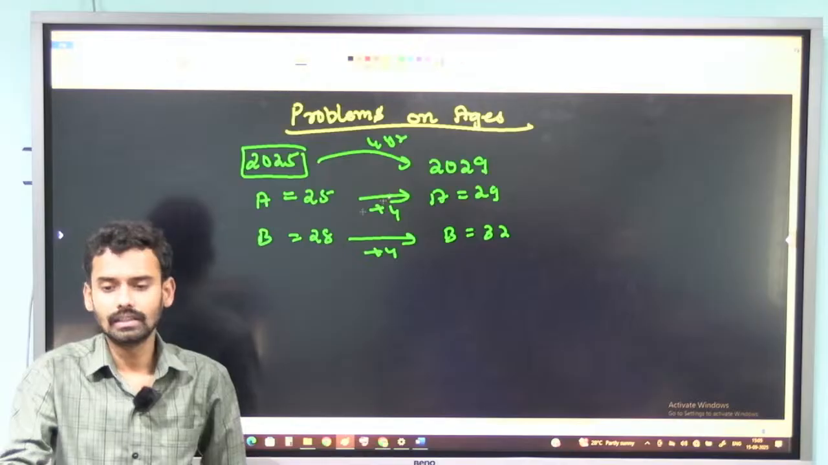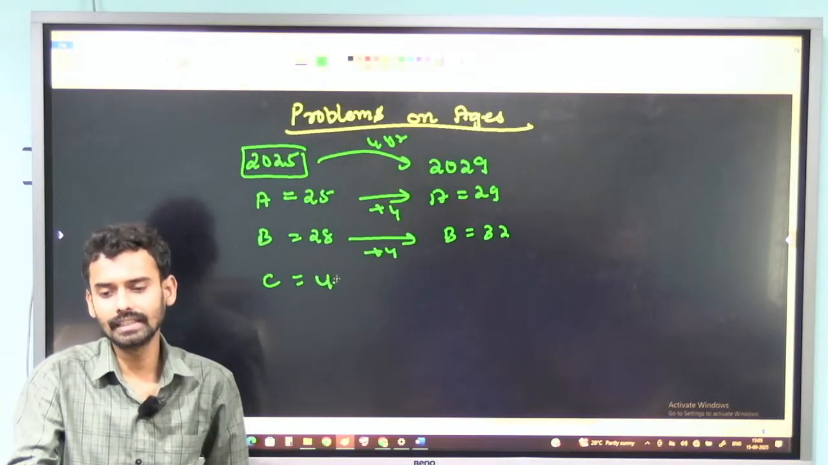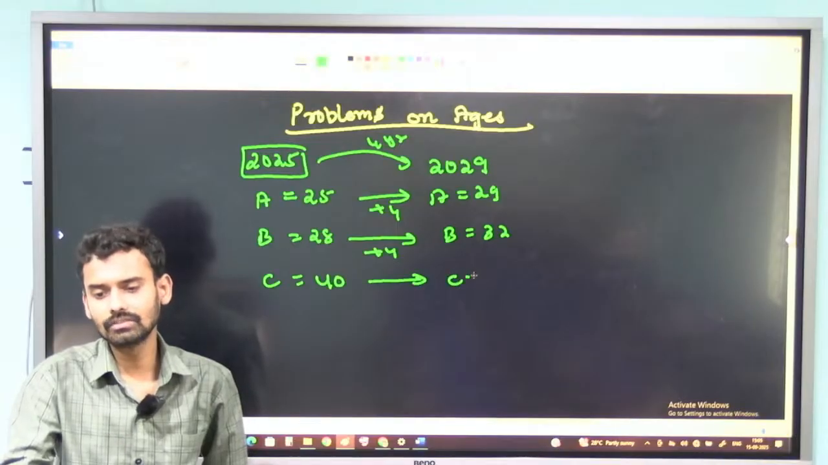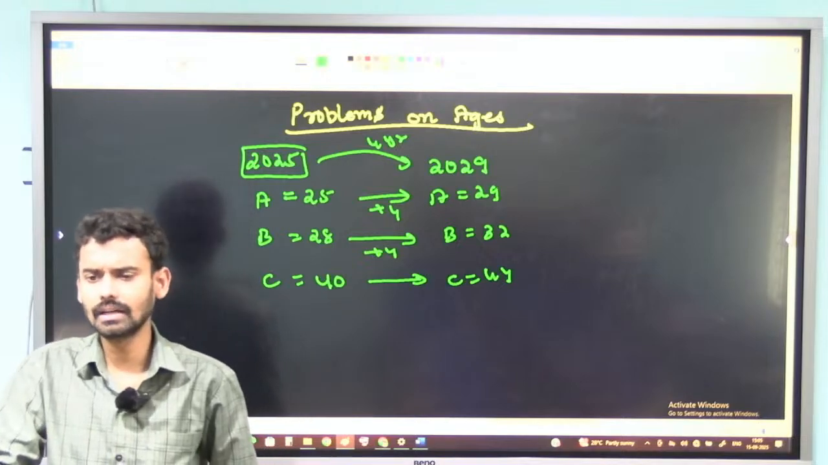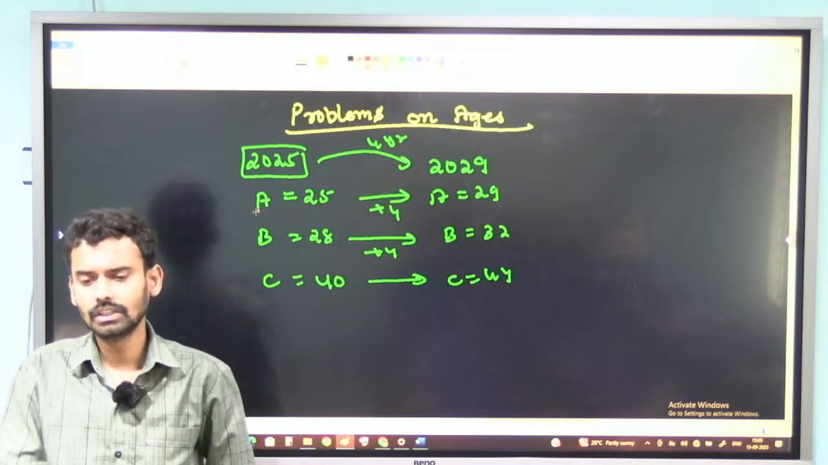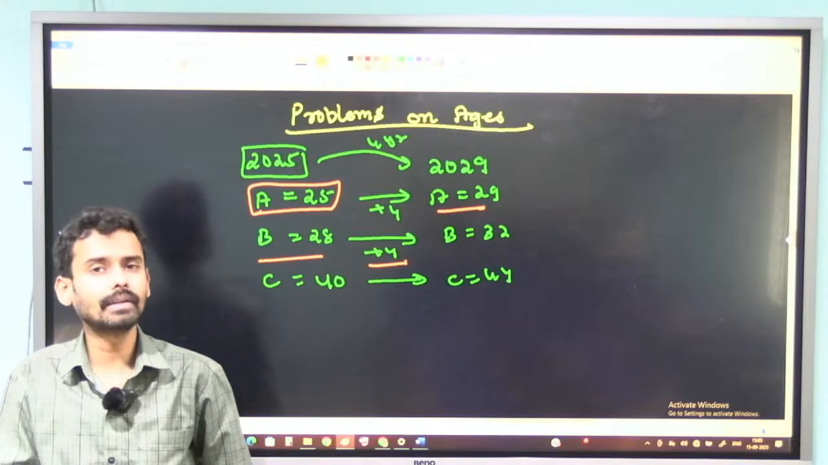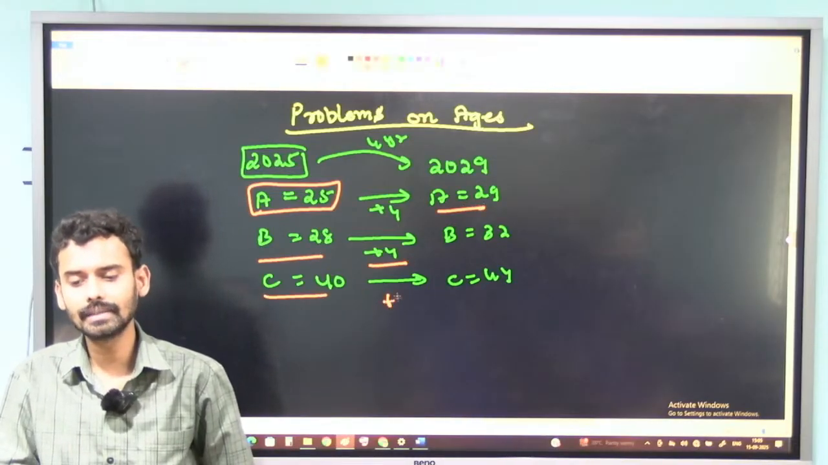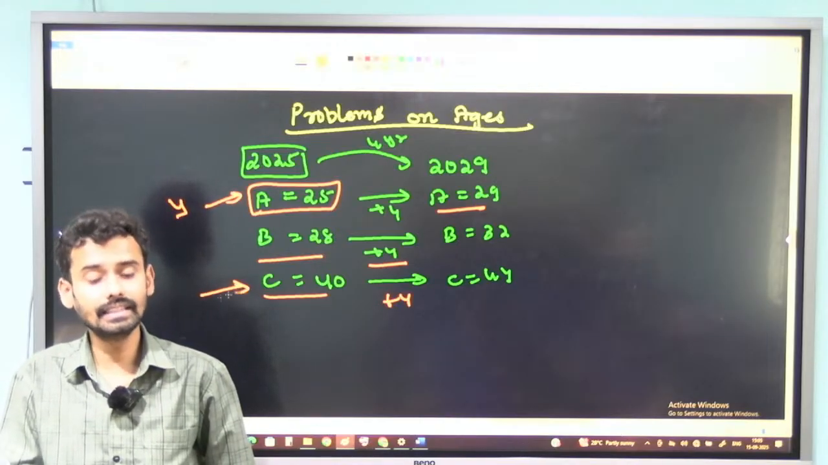Let me consider one more person here. C's age, let it be 40 years. Now here his age will be 44 years. So three things you can observe here. One thing is A's age is increasing by 4 years, B's age is also increasing by 4 years, C's age is also increasing by the same 4 years. And here A is the youngest one and C is the eldest one.